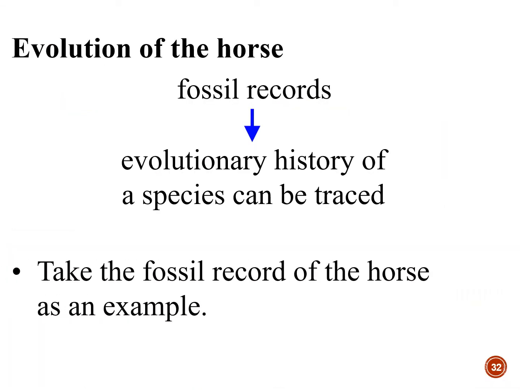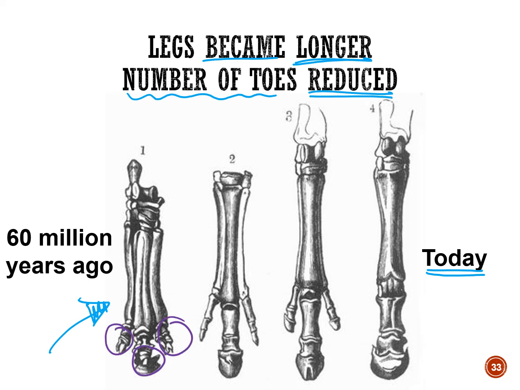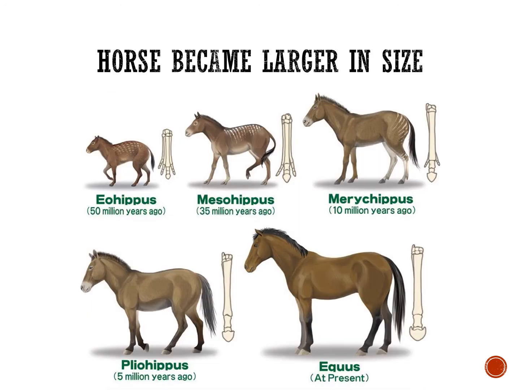There are many examples to show that evolution really occurs on organisms. One of the examples is the horse. 60 million years ago, the leg of a horse was rather short, but the legs of a horse nowadays are a lot longer. So we can observe that the legs become a lot longer, and the number of toes also reduced. 60 million years ago, there were 3 toes on the leg of a horse, but nowadays only 1 toe on the leg. If you compare the size of the horse, the modern horse is a lot bigger in size as well.